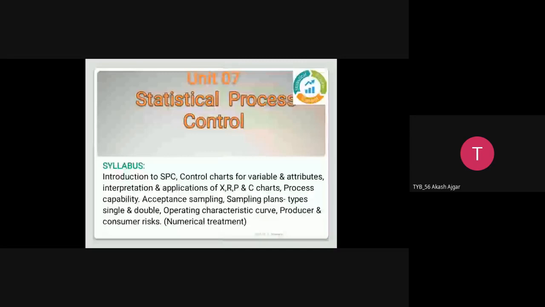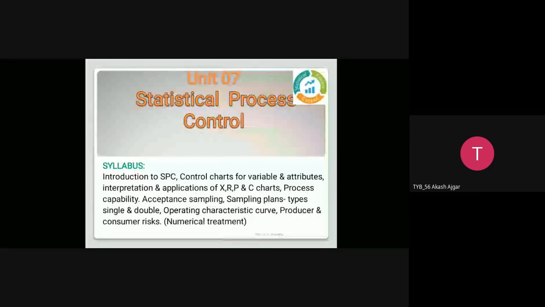Okay, so we are going to cover the syllabus. That is the introduction part of the statistical process control. Then we will see control charts for variables and attributes. Then interpretation and application of the X, R, P, and C charts. We will see these 4 charts in detail, and we will see some applications of these different charts. Then process capabilities. Then we will see acceptance sampling plans, their types, single and double, then the operating characteristics curve, then producer and consumer risk, and some numerical treatment on these different charts and sampling methods. So we will see this syllabus in this last chapter.